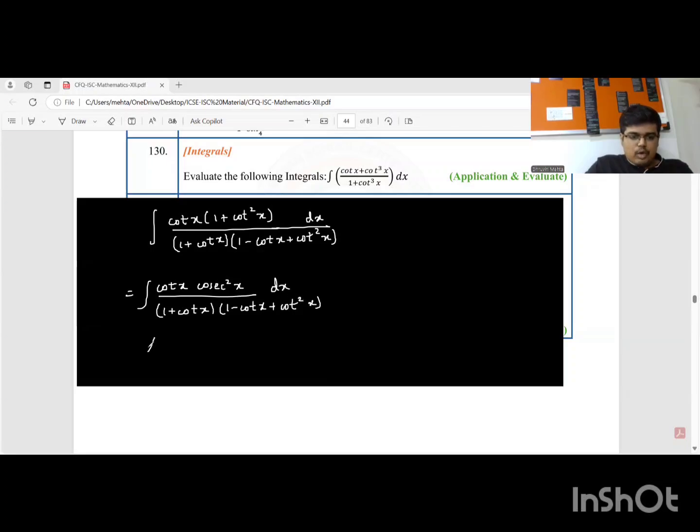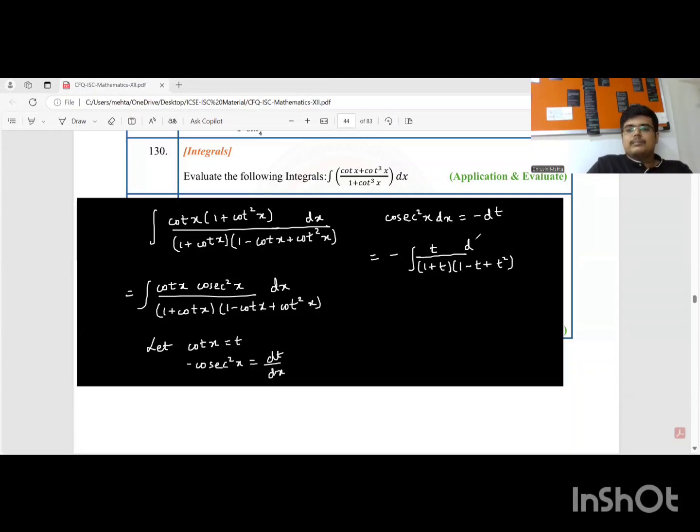Now, students, you take cot x as t. When you take cot x as t, derivative is minus cosec square x. And that is dt by dx. So from here, we'll get cosec square x dx is minus dt. So this integral becomes, students, minus 1 t upon 1 plus t into 1 minus t plus t square into dt. This again, students, is partial fractions.